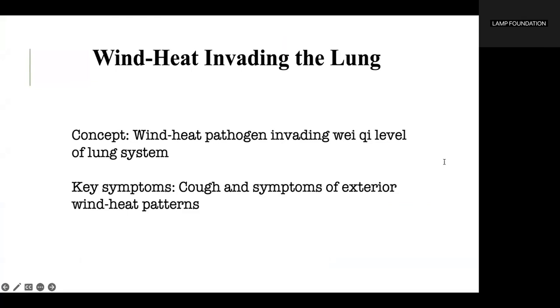Where wind cold invades the body via wei qi in the skin, wind heat can also invade the body via the mucous membranes in the nose and mouth. Again, allergens and other influences from the outside of the body can give rise to wind heat reaction, and it is the symptoms and signs that define the pattern. The concept, wind heat pathogen invading the wei qi level of the lung system. Key symptoms, cough, and symptoms of exterior wind heat patterns.